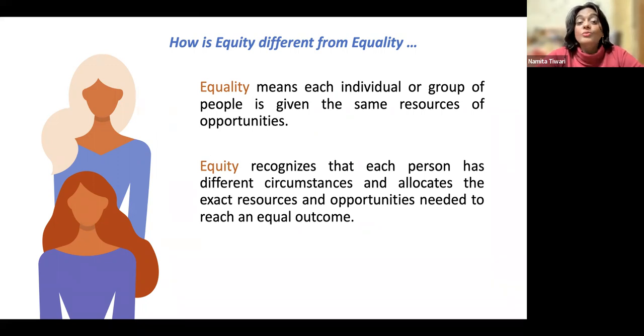Equity recognizes that each person has different circumstances and allocates the exact resources and opportunities needed to reach an equal outcome. So it is not just equal distribution of resources, which is what equality means. Equity is distribution of resources based on circumstances so that an equal outcome can be reached. So that's how equality and equity are different. Does that make sense, Neha? I hope I've been able to explain this really well, because I want the viewers also to understand this really well.